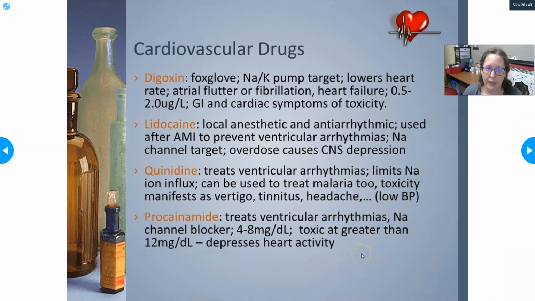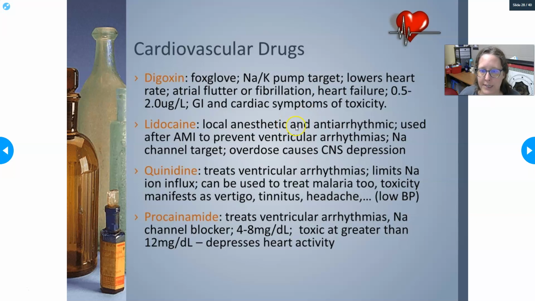All right, so cardiovascular drugs, digoxin comes from the foxglove plant. It targets the sodium-potassium pump. It lowers heart rate, treats atrial flutter or atrial fibrillation and heart failure. Therapeutic range is 0.5 to 2.0, and if there's toxicity, you'll see GI and cardiac symptoms.